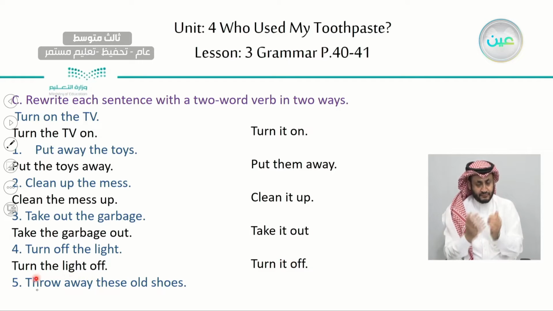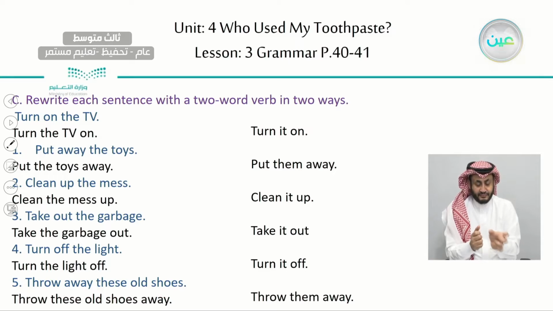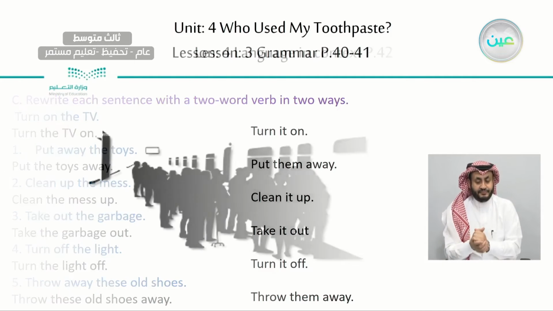Five, throw away is the two words verb. These old shoes, this phrase is working as the object of the sentence. So we can say throw these old shoes away, or throw them away. Okay, this is it for exercise C.